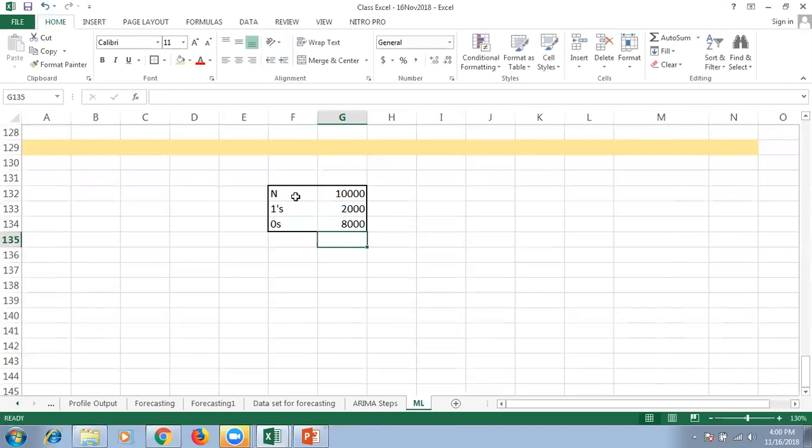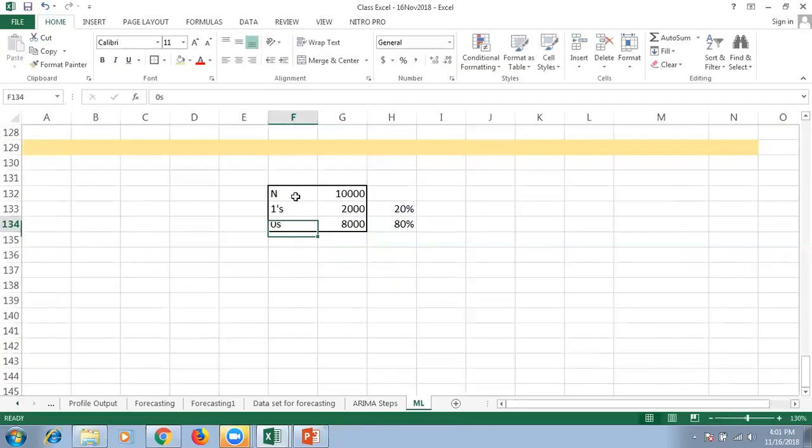In this data, 8,000 customers are good customers, 2,000 customers are bad customers. So the total is 10,000 customers. How much percentage of bads? 20%. And this is 80%. Correct?